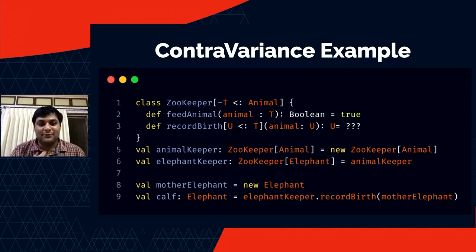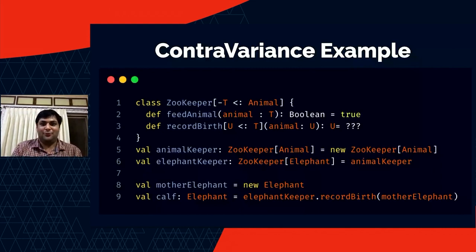And you can see in the later part, when animalKeeper is equal to elephantKeeper, and later on at line number 8 we create a mother elephant and we are recording birth for it, and we get a calf elephant, so it's working.